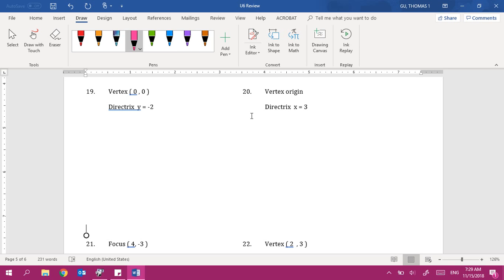Right, because the directrix says x equals 3. On a vertical parabola, the directrix is y equals something. So this is going to be horizontal. That just lets you know which kind of formulas you could be using. Horizontal, okay. And then you want to label everything.